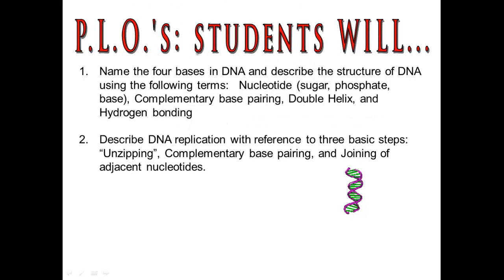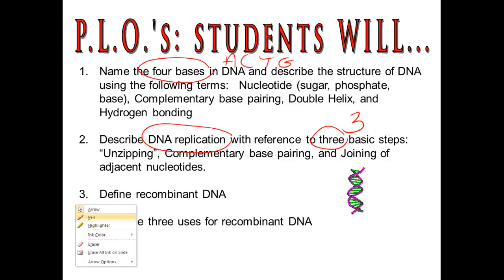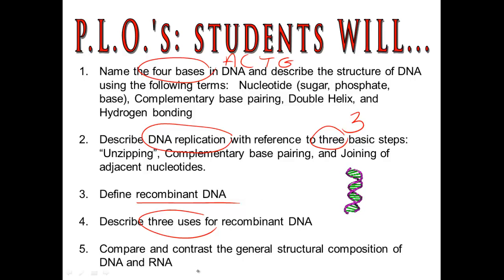So by the end of this unit, you need to know what the 4 bases of DNA are. And we already know they're adenine, cytosine, thymine, and guanine. And then you need to know what a nucleotide looks like. We've already talked about that. You also need to understand how DNA is replicated with its 3 steps, and you need to know what recombinant DNA is, and at least three uses for recombinant DNA. We'll talk about a lot of them. And then of course you have to contrast DNA and RNA, which you've already done. So you have a whole bunch of vocabulary words to know and understand.